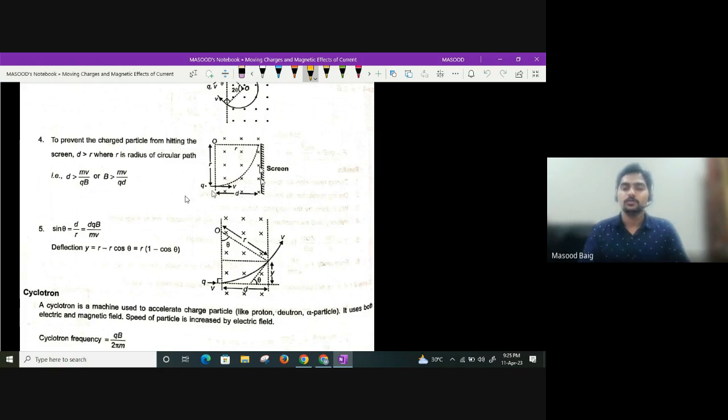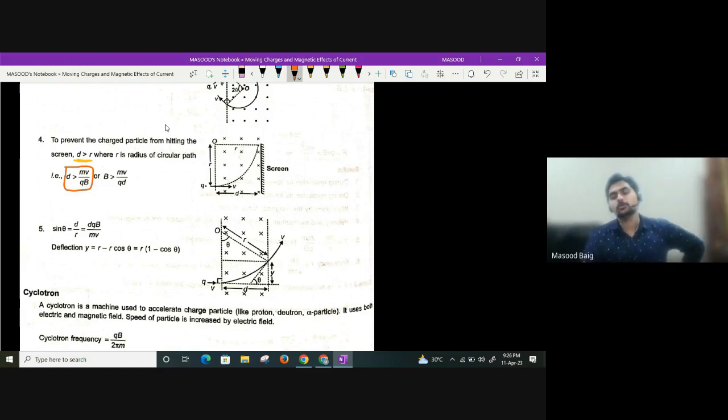When will it not collide with the screen? If the distance value is more than radius, or more than mv divided by qB, then it is not going to hit the screen, guys. Why? Because when it enters perpendicularly, is it again going to come out perpendicularly only or not? So what is the possibility? While it is entering, it will just touch and come out, guys.